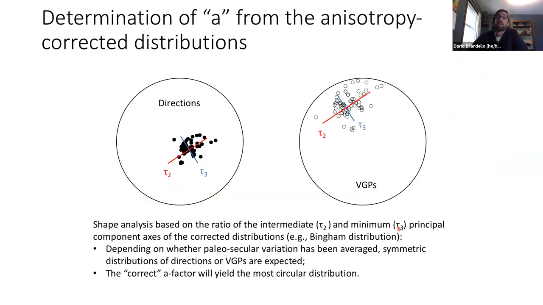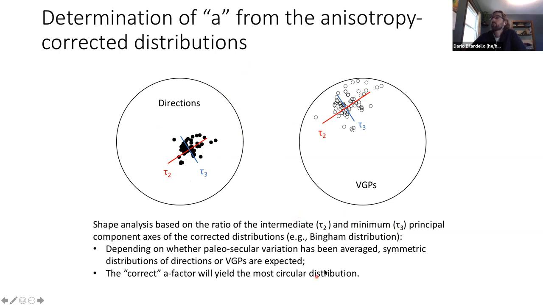Something I have been working on, and this borrows again from the eye correction technique, is to determine A from looking at the distribution of corrected directions and VGPs. The idea is that, depending on whether the rocks we are looking at average paleosecular variation, the corrected or original orientation of the directions and VGPs should be circularly symmetric. We can do that by looking at the intermediate over minimum ratio of the principal components of the axis.